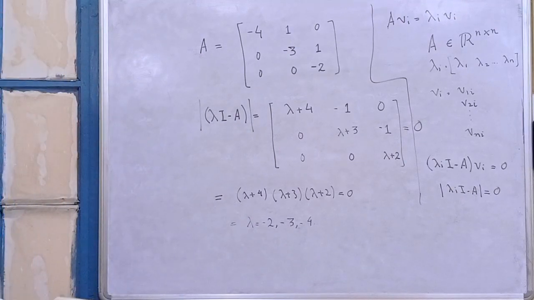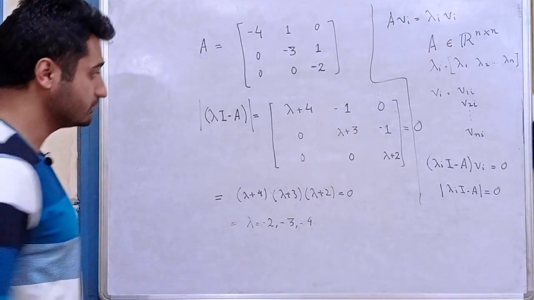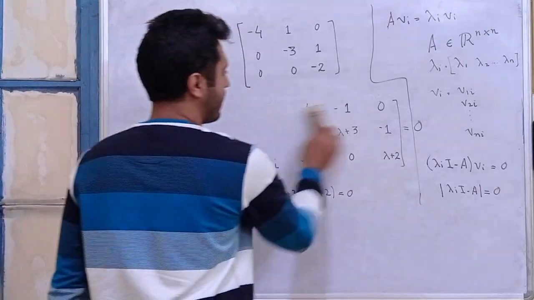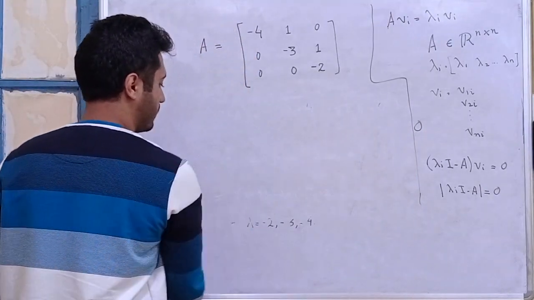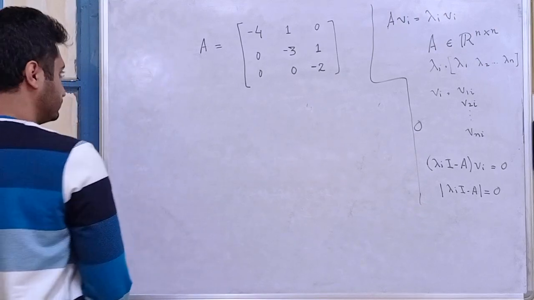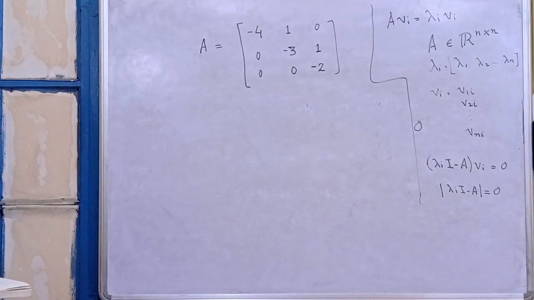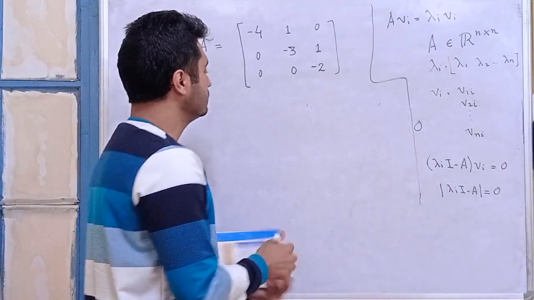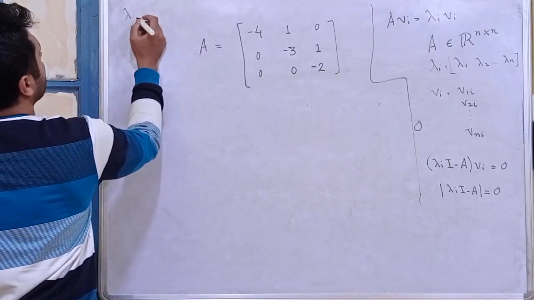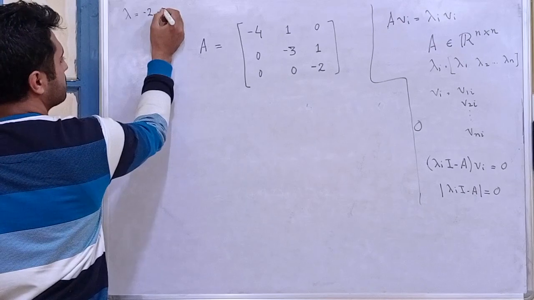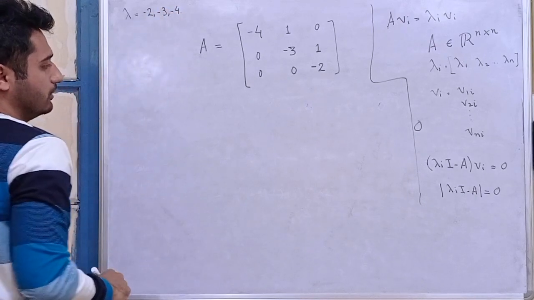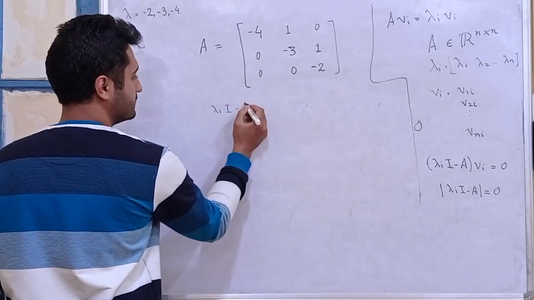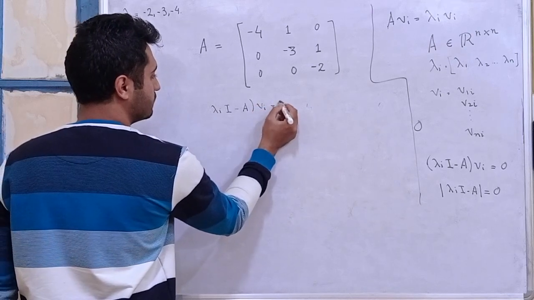Now we'll go for eigenvectors. And to solve the eigenvectors, you have to use this equation. So what you will do, first of all write the eigenvalues again. Lambda is equal to -2, -3 and -4. And you have the equation lambda I minus A Vi equal to 0. This is your equation.